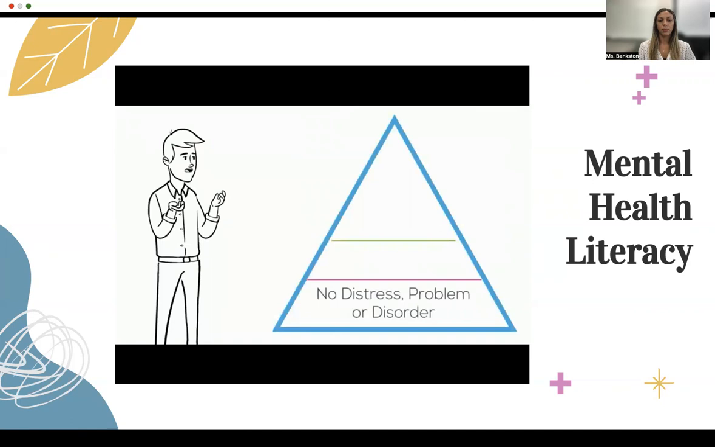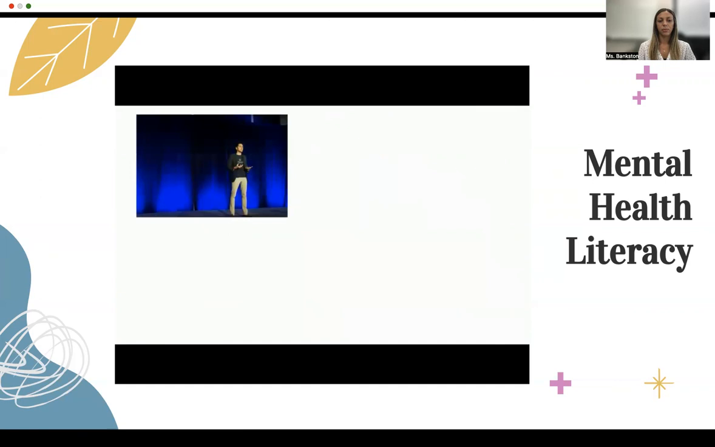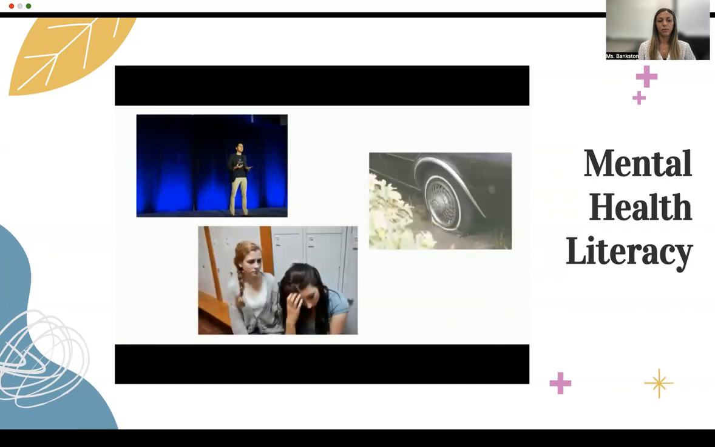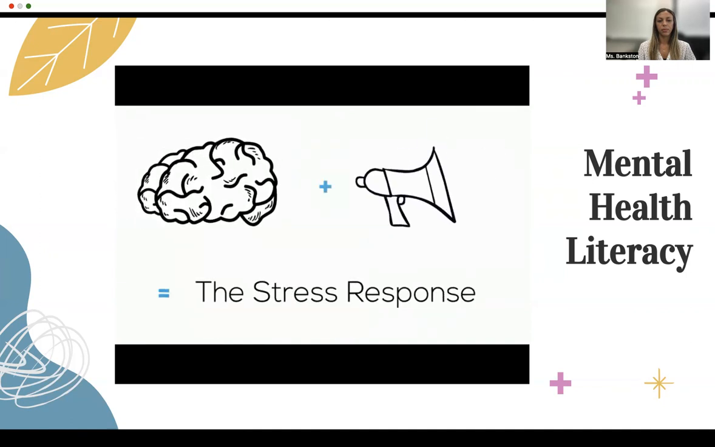One level up, we have mental distress. Mental distress refers to the everyday problems that we encounter. These are things that irritate us, things that we're worried about, or problems that come our way. For example, we might have an upcoming presentation to give, or we may have had conflict with a friend or had a flat tire. When this happens, our brain sends us a signal. It's called the stress response.